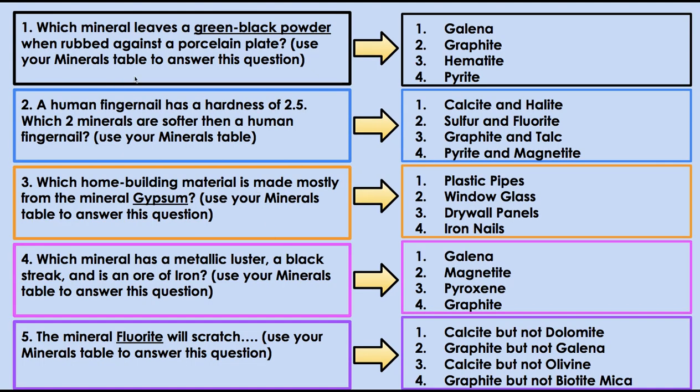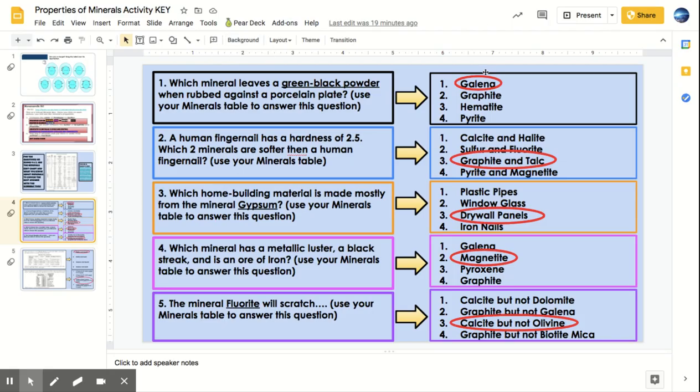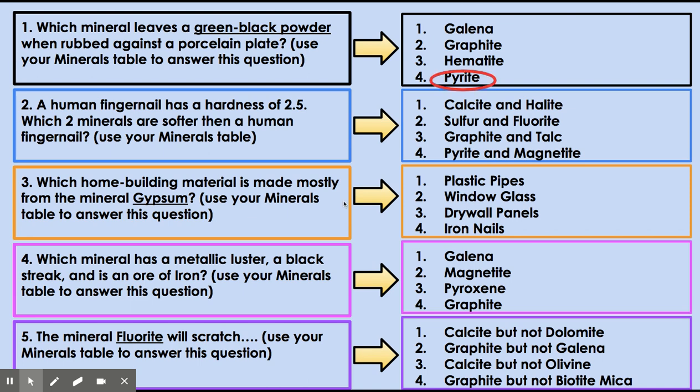So for question number 1, the answer should be pyrite. So for question 1, your answer is pyrite. Question 2, graphite and talc. Question 3, drywall panels. Question 4, magnetite. And question 5, calcite, but not olivine.